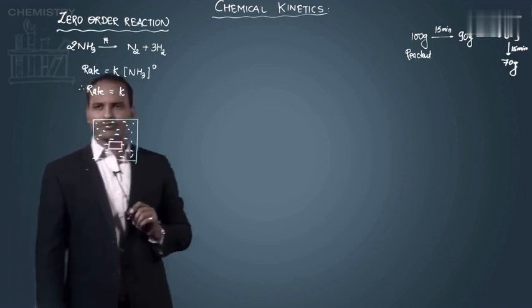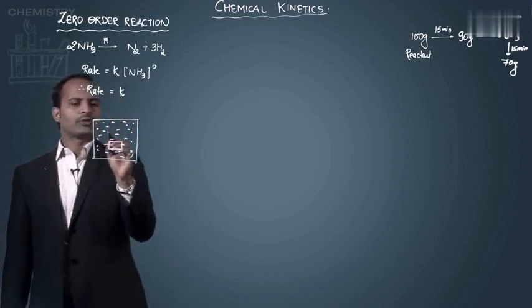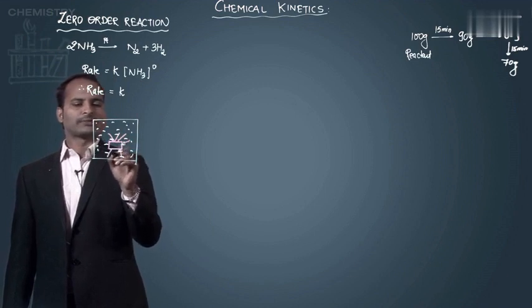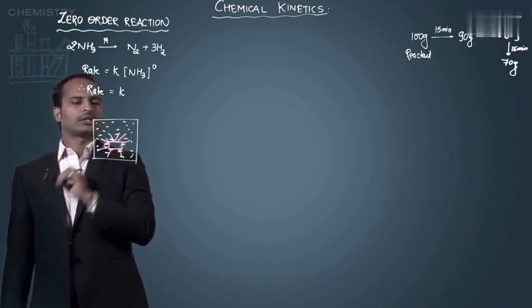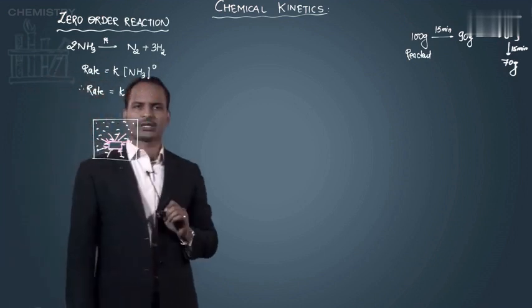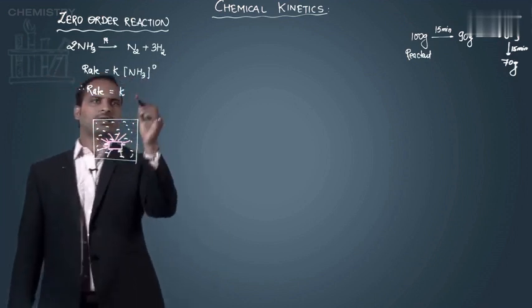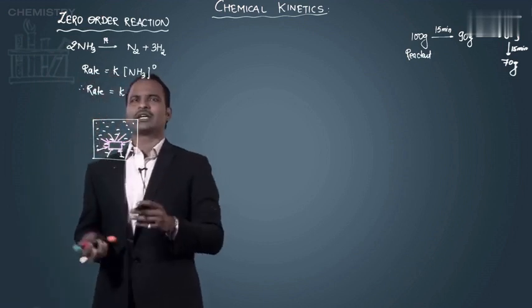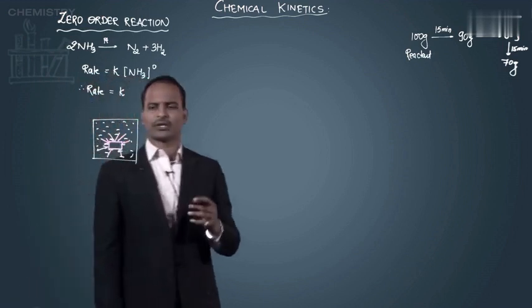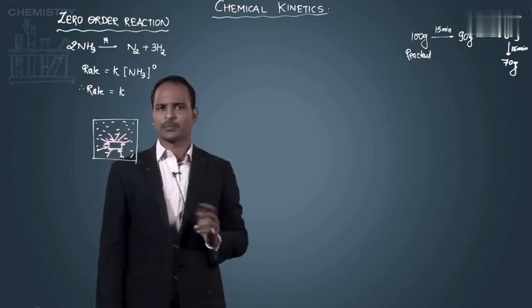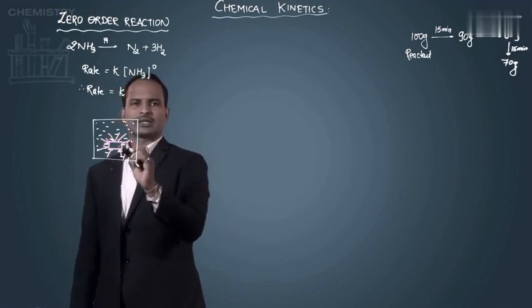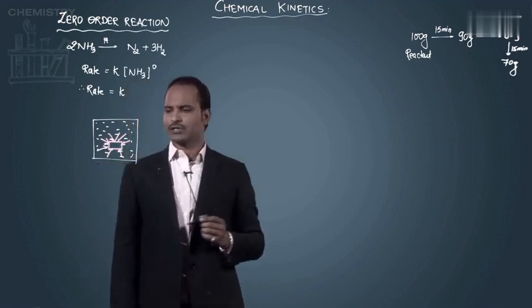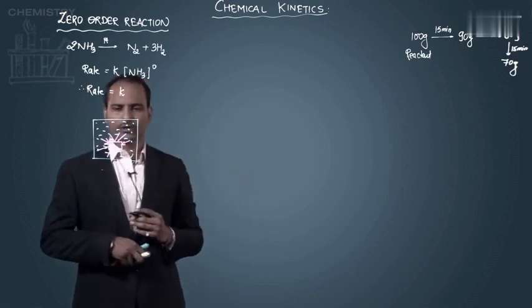Now during the reaction, what happens? Whatever ammonia we have, all the ammonia gets adsorbed on the surface of platinum. All the reactant molecules get adsorbed on the surface of platinum metal, and when ammonia gets adsorbed on the surface, it decomposes, produces nitrogen and hydrogen, and finally they leave the surface. In simple words, the reactants are getting adsorbed on the surface, and once they form a product, they leave the surface. So continuously this process is going on.